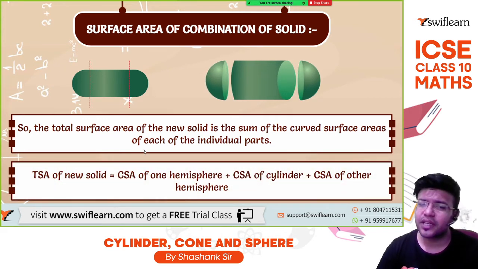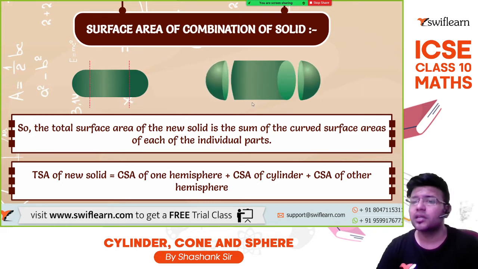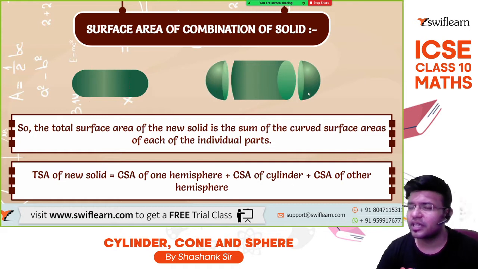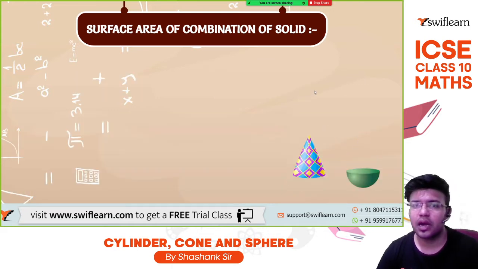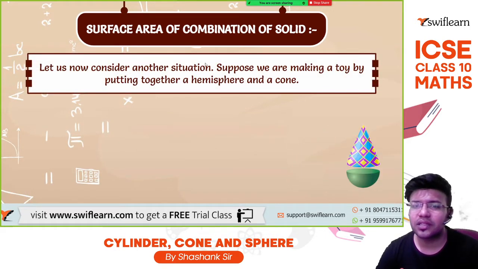The total surface area of the new solid is equal to the curved surface area of the hemisphere, plus the curved surface area of the cylinder, plus the curved surface area of the other hemisphere. That will give you the total surface area. Yes, now let us consider another situation.